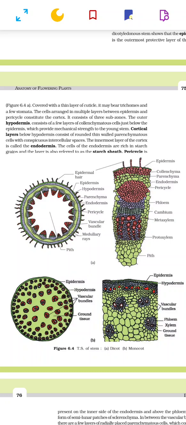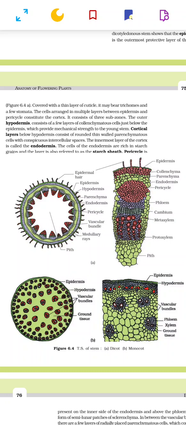The innermost zone of the cortex forms the endodermis. Below the endodermis, there is the pericycle, and below the pericycle there is the vascular bundle, that is phloem and xylem. Between the phloem and the xylem there is cambium, which represents secondary growth formation. The metaxylem is present towards the phloem and the protoxylem towards the pith. That condition represents the endarch condition of the vascular bundle.